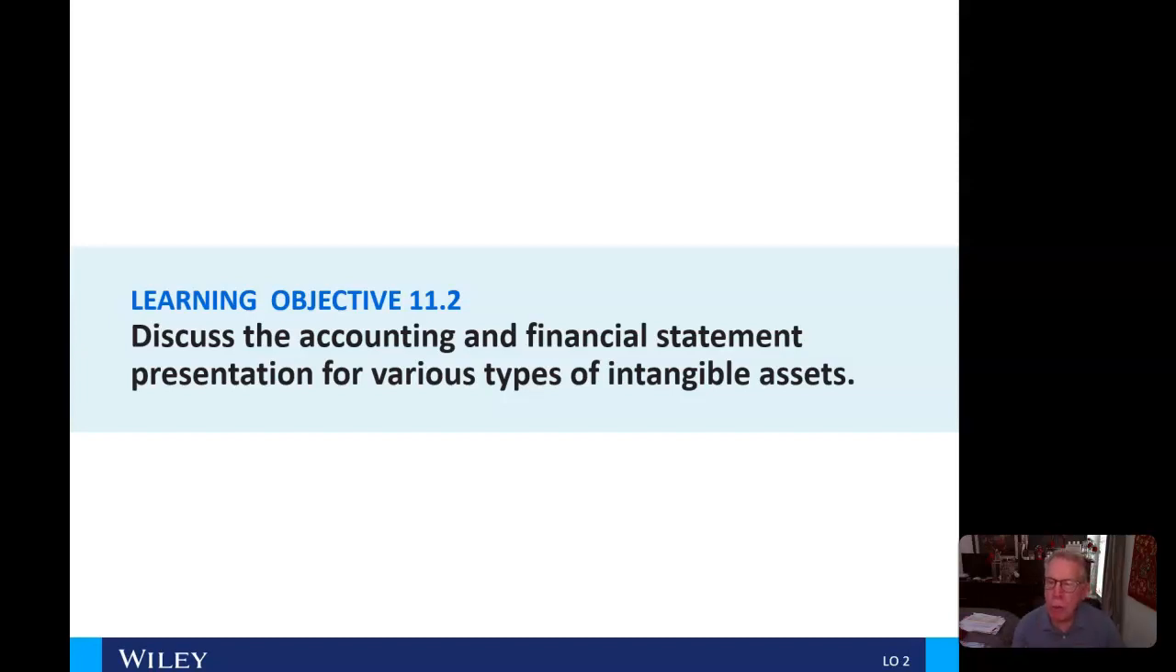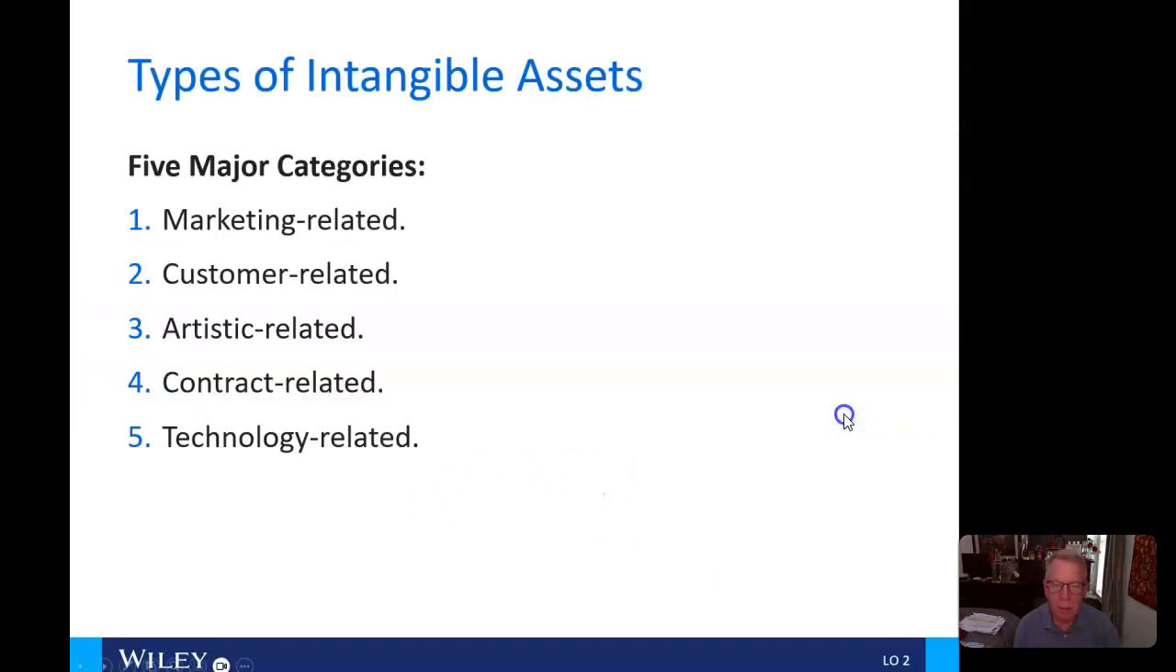When we left off, we were looking to discuss the accounting and financial statement presentation for various types of intangible assets. There are 5 major categories or types of intangible assets: marketing related, customer related, artistic related, contract related, and technology related.